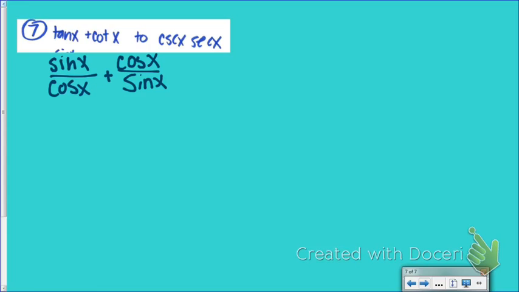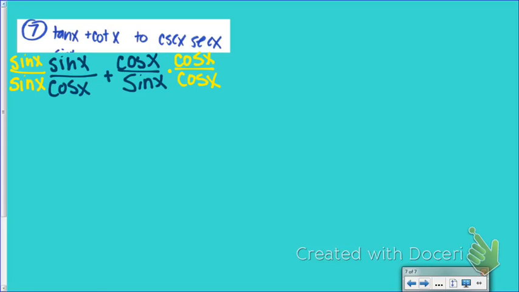Now if you look at your final answer, it does not actually have a plus sign in it. So somehow I'm going to have to combine these two things together. The only way I'm going to be able to do that is if I get a common denominator. So I'm going to get a common denominator by multiplying the left fraction by sine x over sine x. It's not changing the fraction, it's just multiplying it by 1. But again, I'm getting a common denominator. And on the right, my common denominator is going to be cosine over cosine.